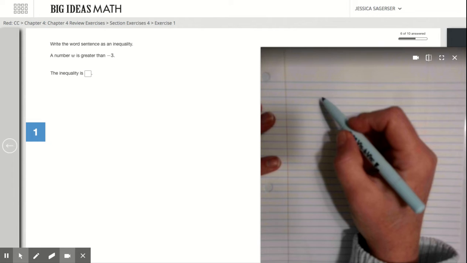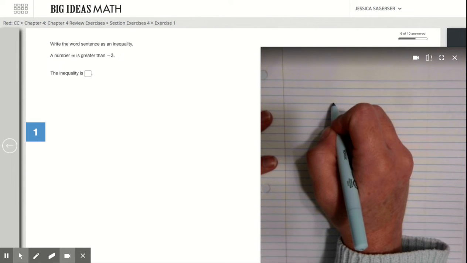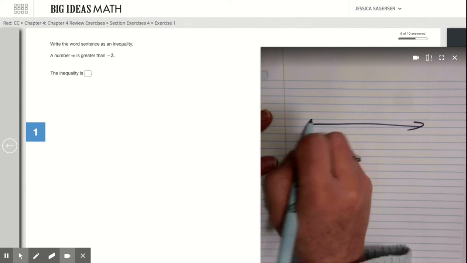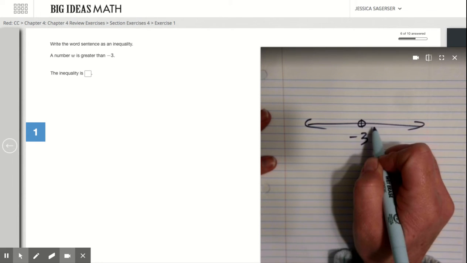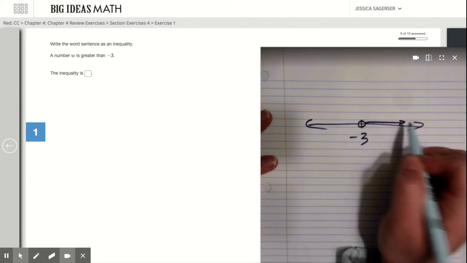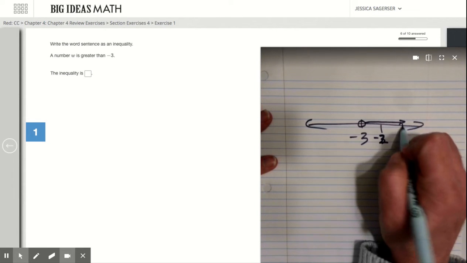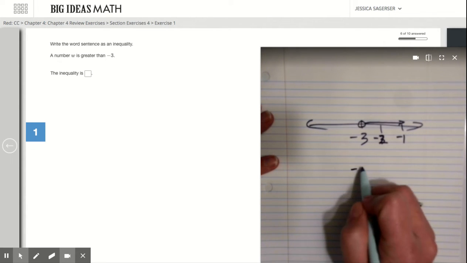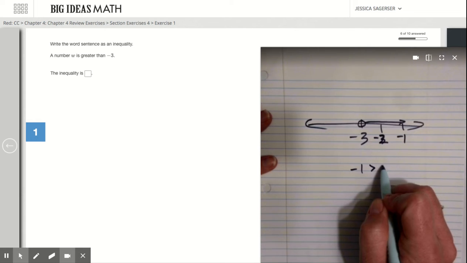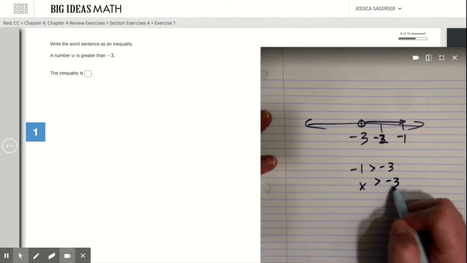First, you have to be able to put words into some kind of inequality sentence, right? So a number W is greater than -3. So if we had -3 on a number line, it can't be equal to -3, but it would be anything greater than that. So if you're greater than, it's moving to the right. So any of these values would be greater than -3. If you were to plug it in, you could go -1 is greater than -3. So our inequality would be x is greater than -3.